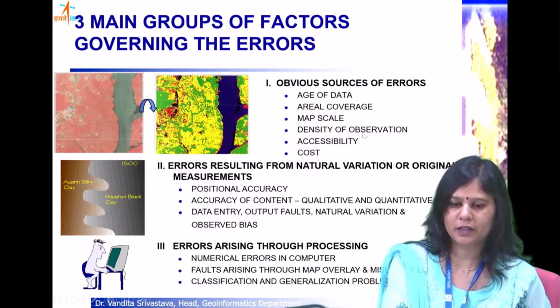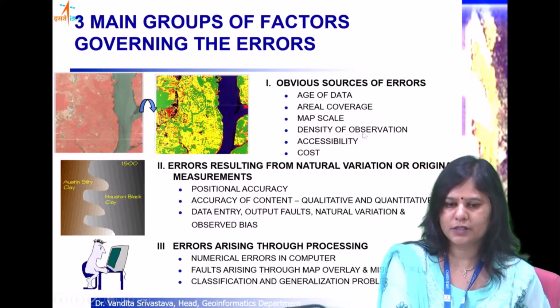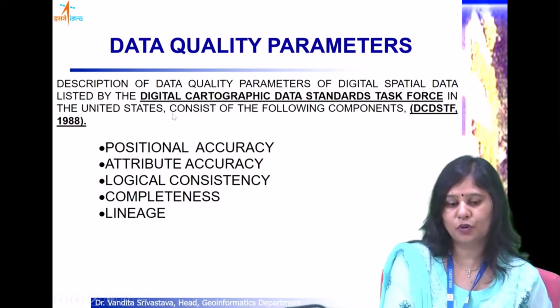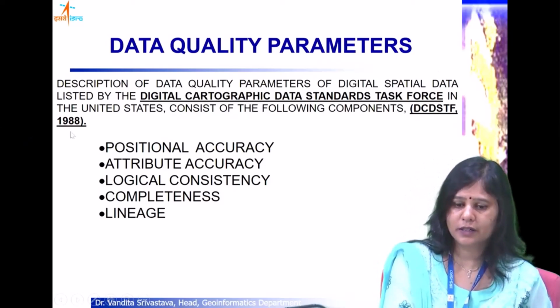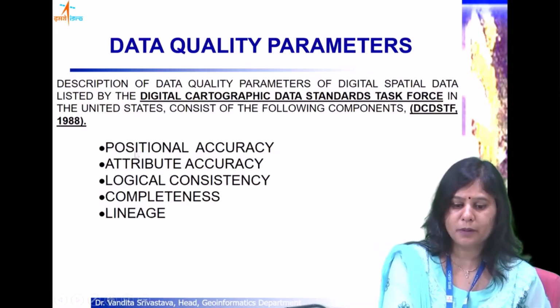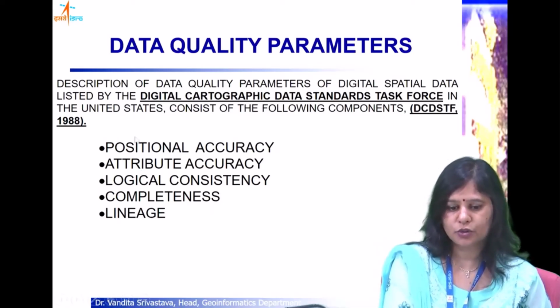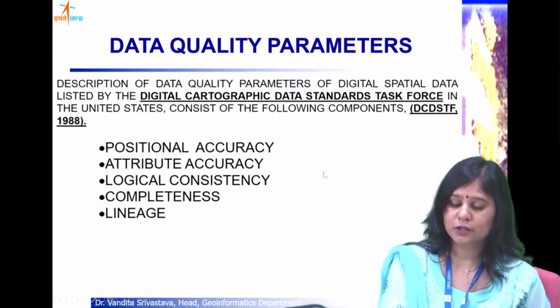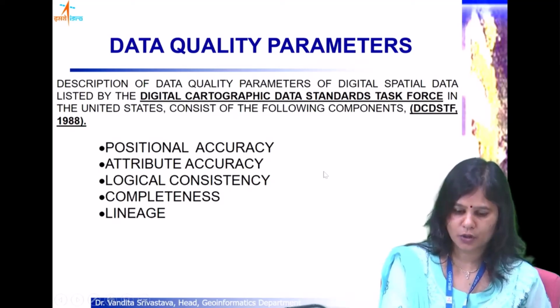So these sources have to be taken care of while carrying out a GIS project. There was a standard task force way back in 1988. It was decided to have this Digital Cartographic Data Standards Task Force in the United States, and it decided that a minimum of 5 data quality parameters have to be reported in any GIS project. So you need to know the positional accuracy of features, the attribute accuracy, the logical consistency, which includes the semantic consistency of the definitions as well as the topological consistency, the rules of topology.